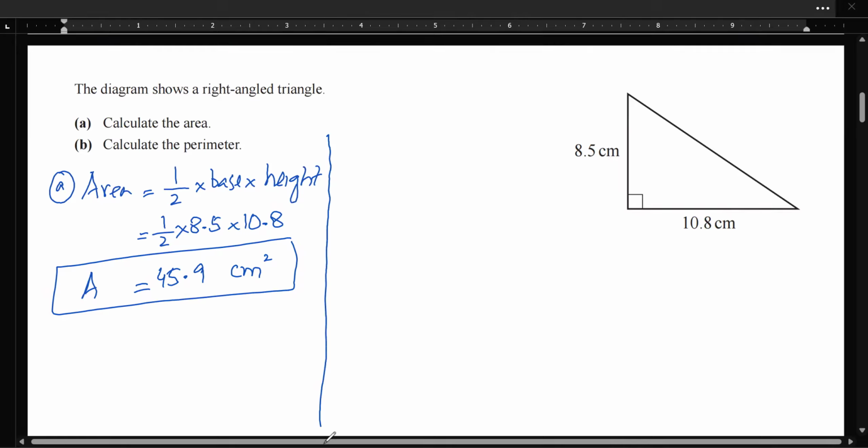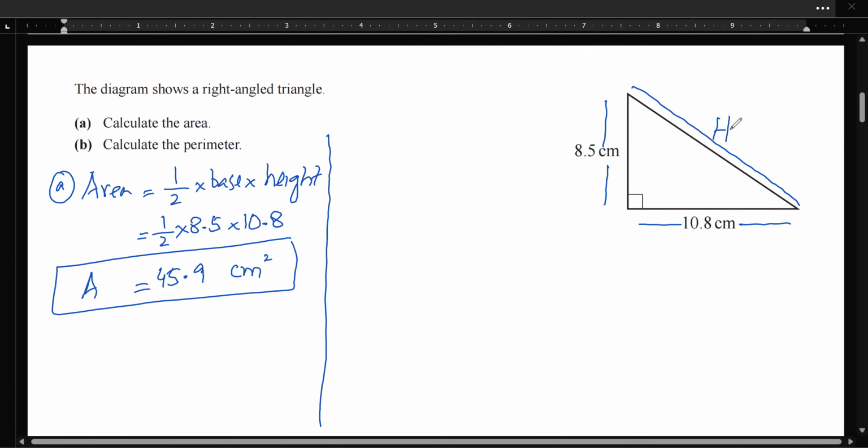They ask for the perimeter. It means I must add this length, this length, and this length. But the problem is this length is not given, which is the hypotenuse in this right angle triangle.